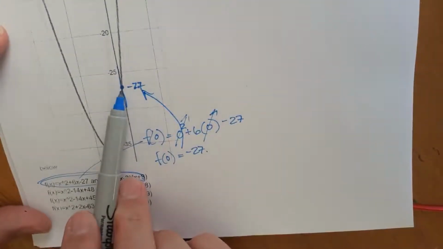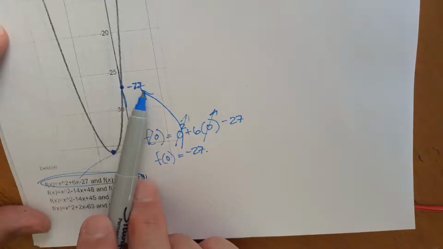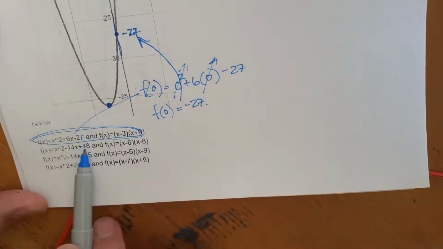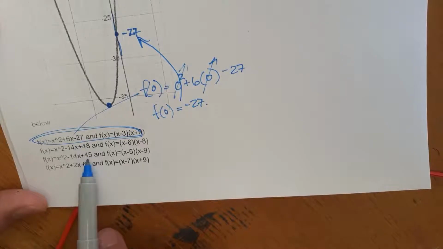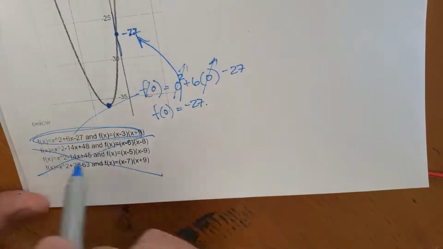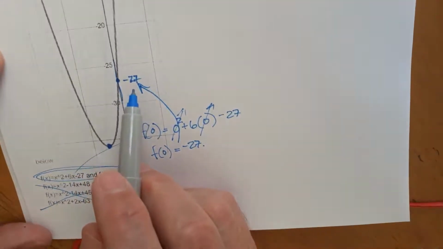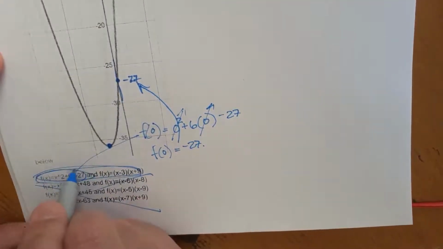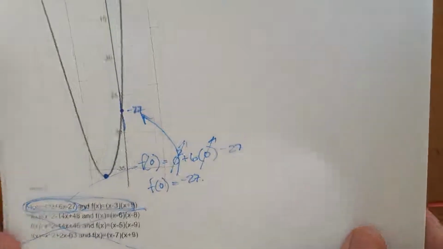So if you give me only one parabola and it's crossing the y-axis at minus 27, look at these others. This one crosses at 48. This one crosses at 45. This one crosses at negative 63. I already know these are all wrong. This one crosses at minus 27. So I already know this is the right function. Let's check two other points.